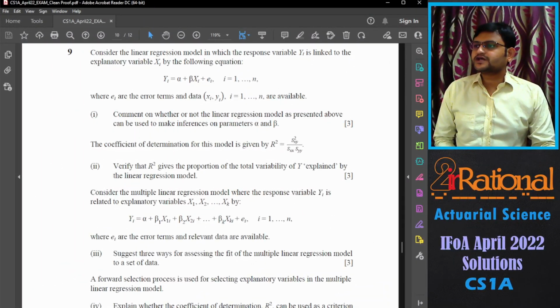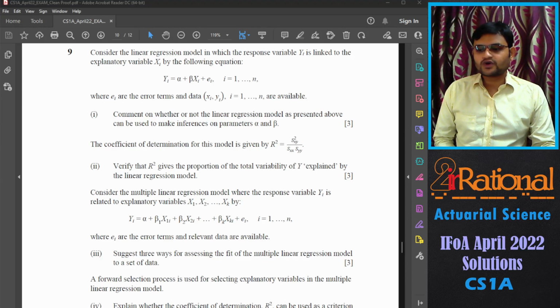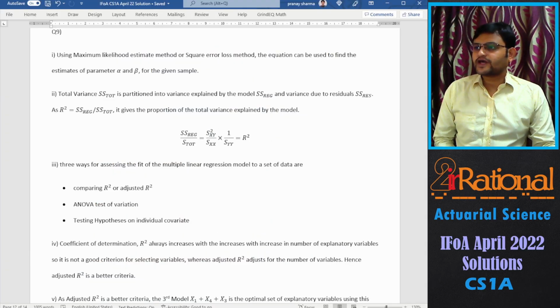Question number 9. Consider the linear regression model in which the response variable yi is linked to the explanatory variable xi by the following equation. Comment on whether or not the linear regression model as presented above can be used to make inference on the parameters alpha and beta. That means we are talking about whether we can estimate these values or not. So we'll say using the maximum likelihood estimate method or squared error loss method, the equation can be used to find the estimates of the parameters alpha and beta for a given sample.